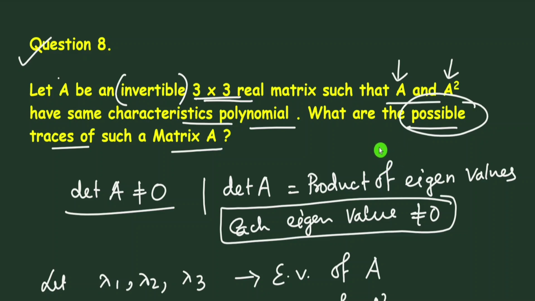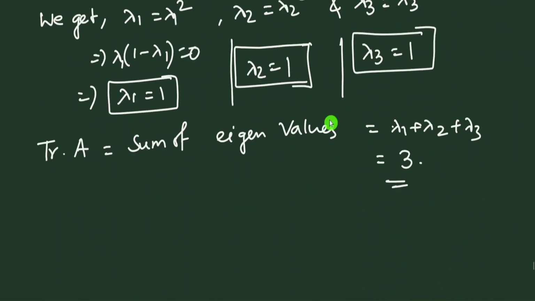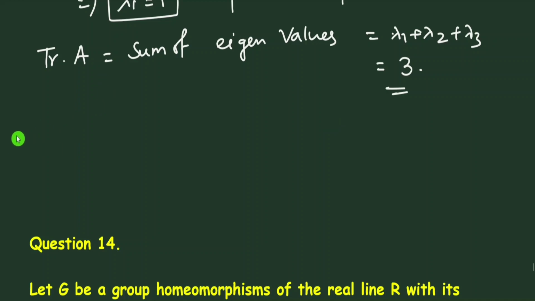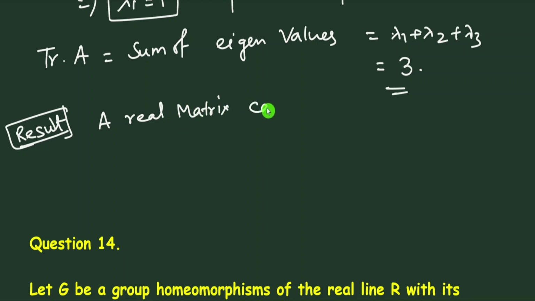Now you can ask me what we should think about for the other possibility and how. We have a result, which you can call a theorem type, that a real matrix can have complex eigenvalues. Clear? A real matrix can have complex eigenvalues.